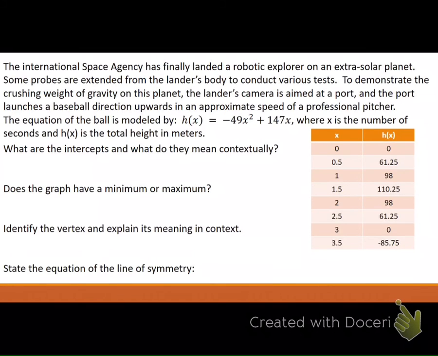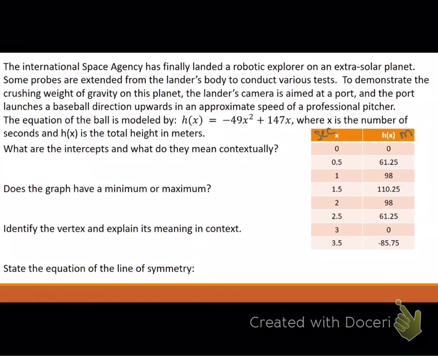Okay, this is a very long paragraph, so I'm going to read you a story. The International Space Agency has finally landed a robotic explorer on an extrasolar planet. Some probes are extended from the lander's body to conduct various tests. To demonstrate the crushing weight of gravity on this planet, the lander's camera is aimed at a port, and the port launches a baseball directly upwards at an approximate speed of a professional pitcher. The equation of the ball is modeled by h of x equals -49x squared plus 147x, where x is the number of seconds and h of x is the total height in meters. So this is the number of seconds and this is the height in meters.